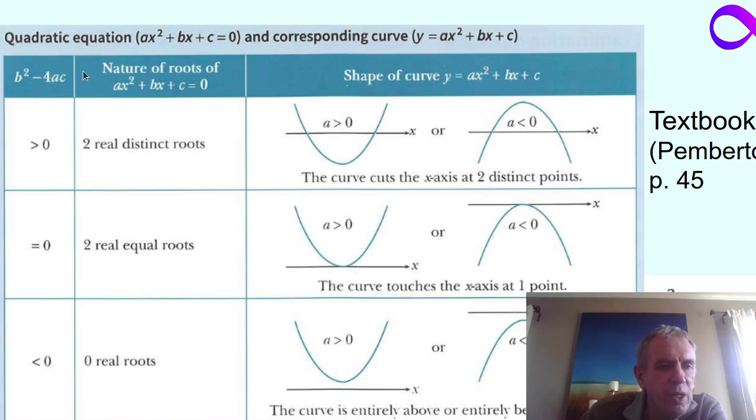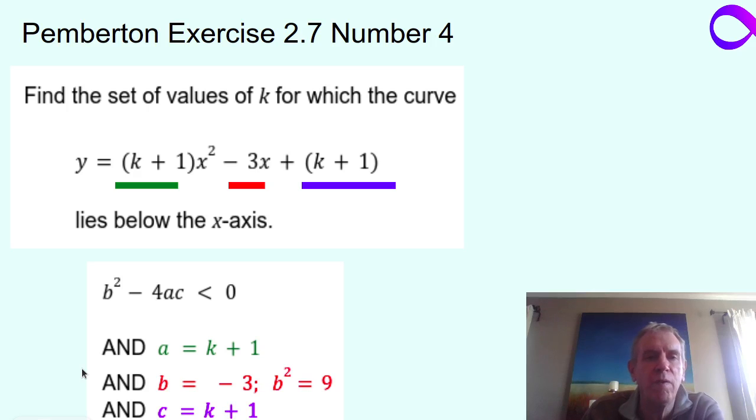If the discriminant, b squared minus 4ac, is less than 0, then we have no real roots, and the curve is either entirely below or above the x-axis. We're looking for the case where the curve is entirely below the x-axis, so that means that a is less than 0 and b squared minus 4ac must be less than 0. So now we know how to solve the problem.